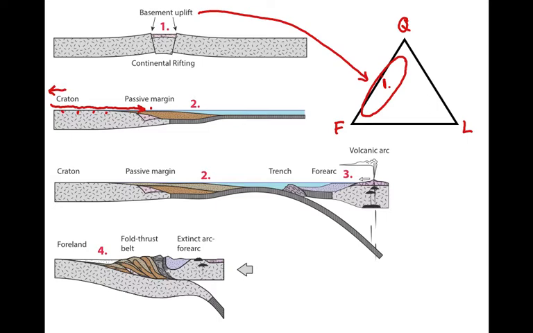And we know that of all the minerals that occur in sands, the most resistant to weathering is going to be quartz. And so we might expect that our sands in a passive margin next to a craton might be pretty quartz rich.